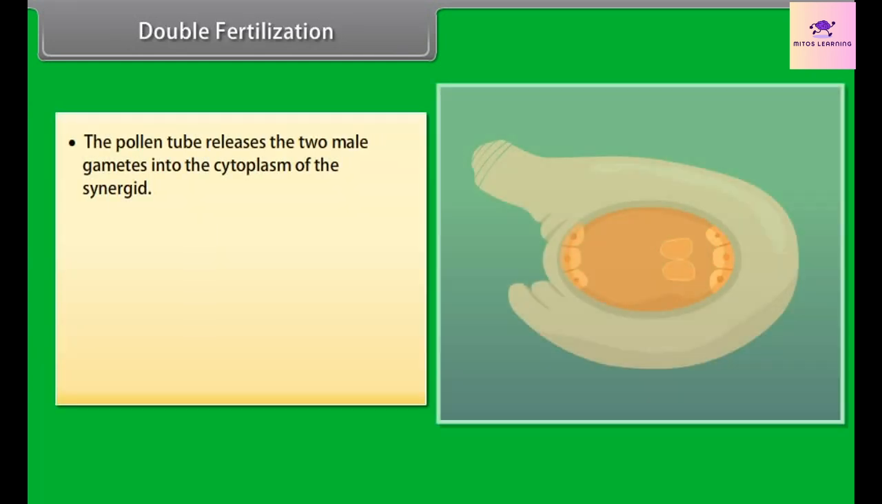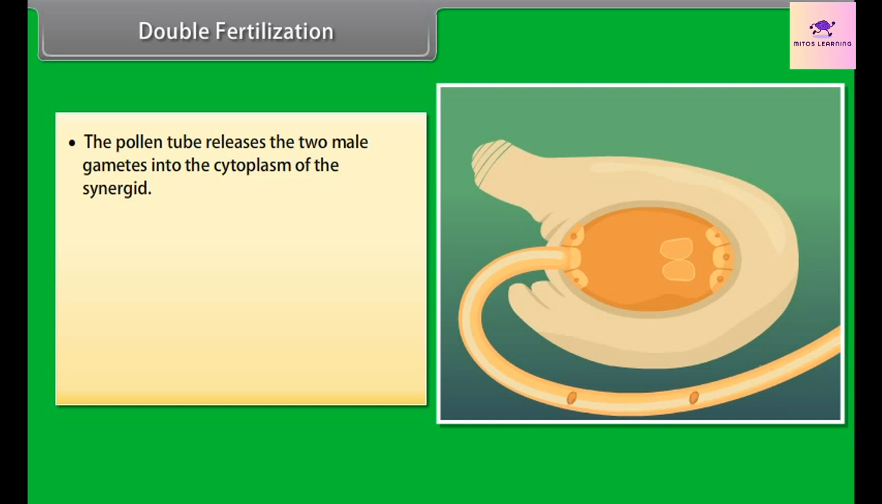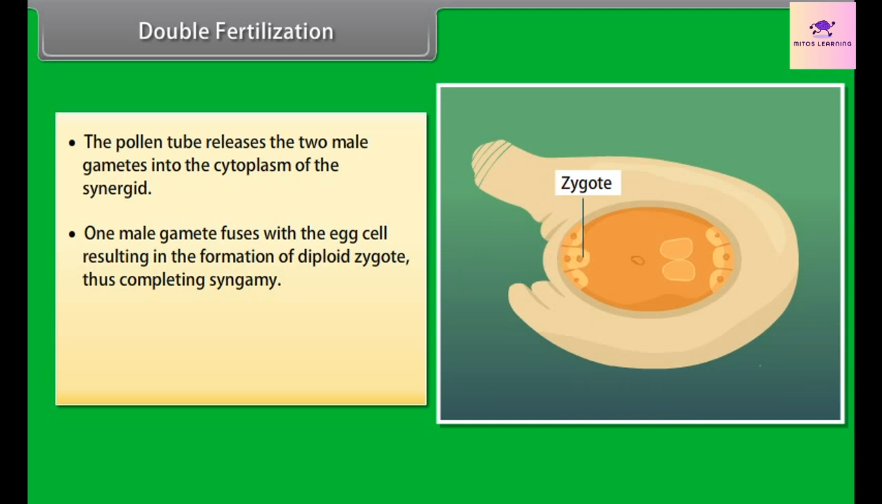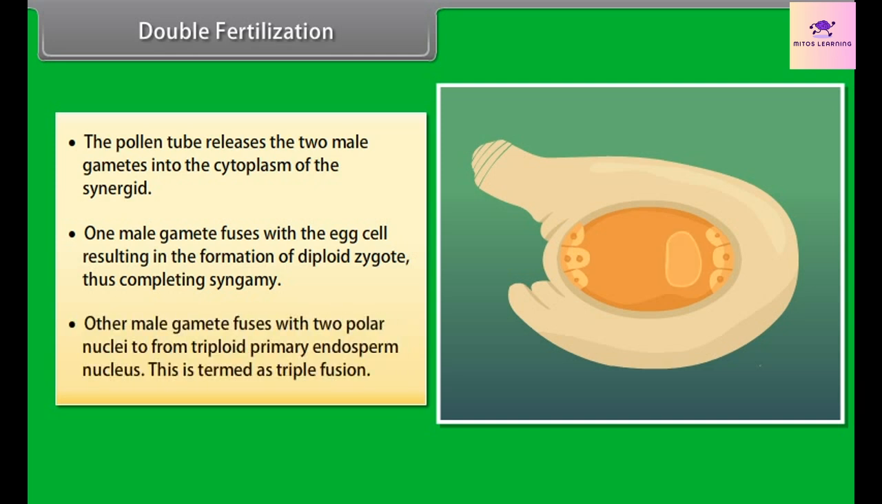Double fertilization. The pollen tube releases the 2 male gametes into the cytoplasm of the synergid. One male gamete fuses with the egg cell, resulting in the formation of a diploid zygote, thus completing syngamy. The other male gamete fuses with 2 polar nuclei to form the triploid primary endosperm nucleus. This is termed triple fusion.